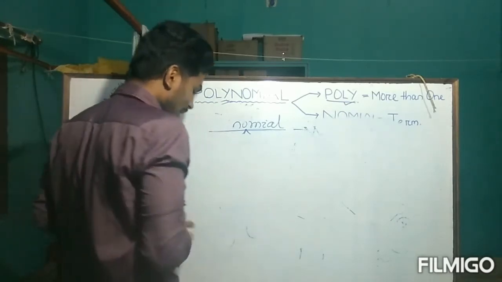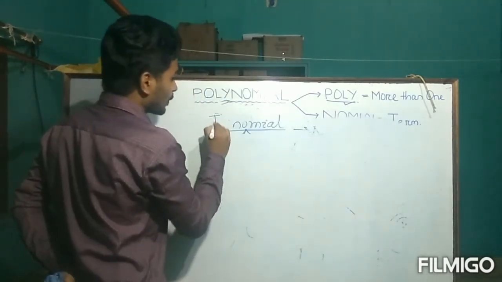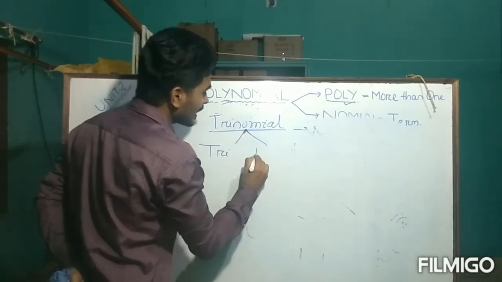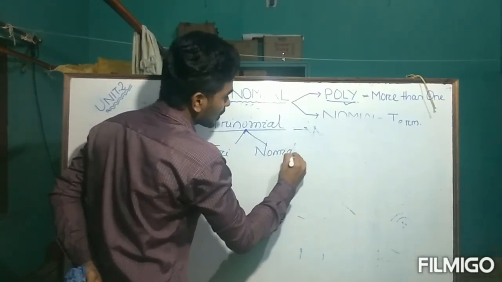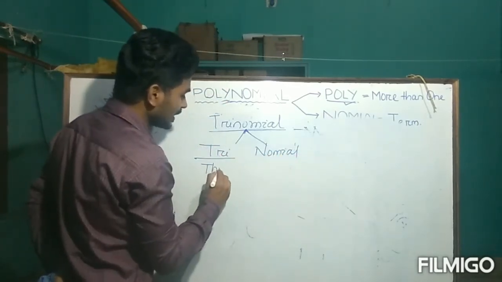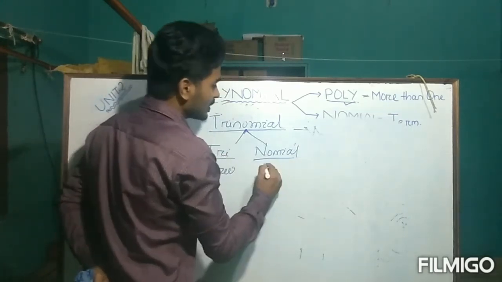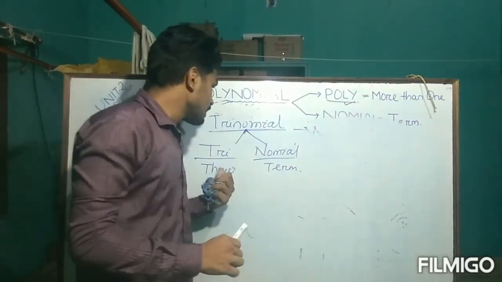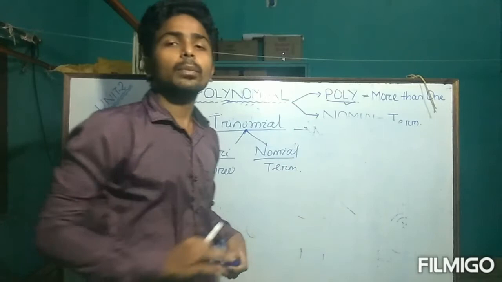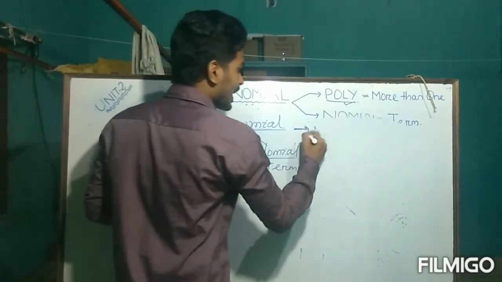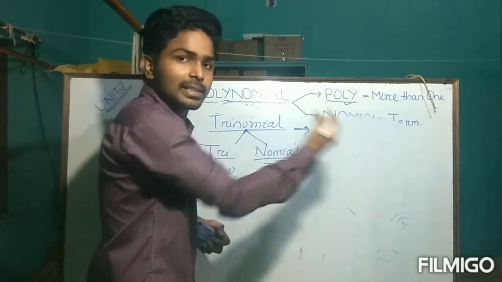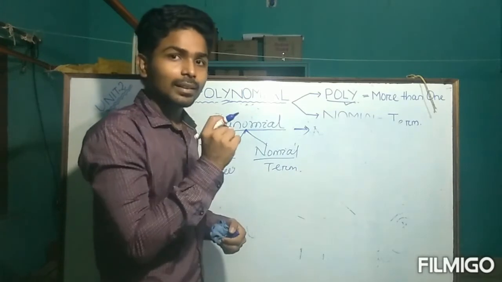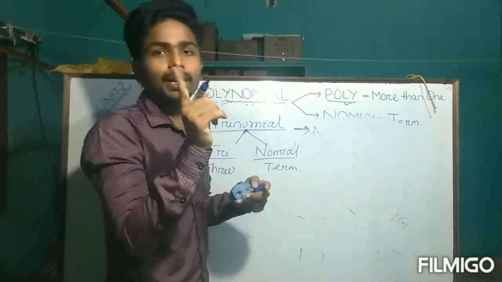Then trinomial. Trinomial is made of two words: tri and nomial. Tri means 3 and nomial means term. That means any algebraic expression that consists of 3 terms is called a trinomial expression. You can easily write it. Any algebraic expression which contains 3 terms is called a trinomial expression. But the condition is that the 3 terms must be unlike.